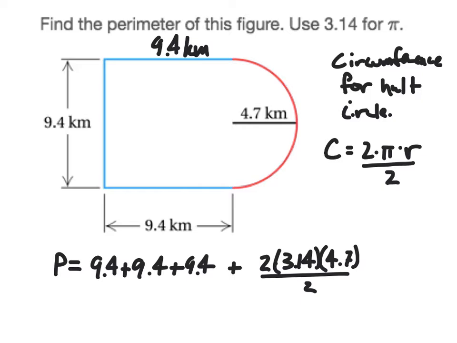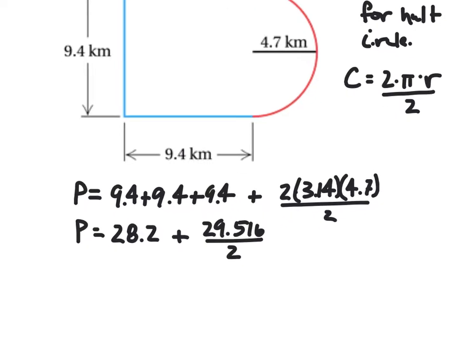So if we do 9.4 plus 9.4 plus 9.4, I'm just going to do 9.4 times 3, and that's going to give me 28.2. So my perimeter here is going to give me 28.2. And then if I do 2 times 3.14 times 4.7, that's going to give me a value of 29.516 and then divide that by 2. So if I divide that by 2, okay, that's going to give me 14.758.